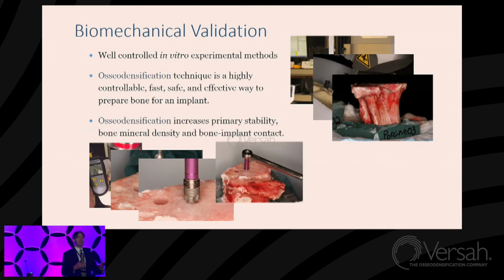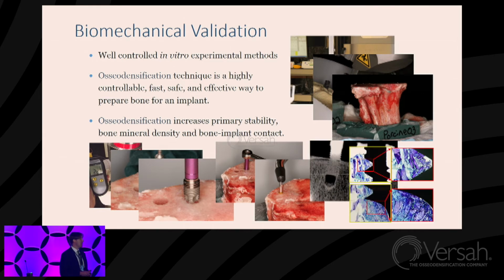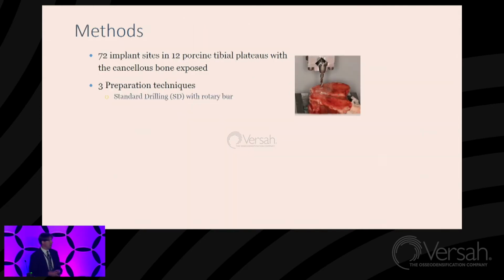And then our scientific hypothesis was that osseodensification increases the primary stability and also the density and the bone implant contact. And so we used insertion torque, removal torque, Osstell ISQ, micro-CT, and histology, as well as a couple other imaging methods to try to address this hypothesis. And we ended up placing 72 implants in 12 tibial plateaus using 3 different preparation techniques.